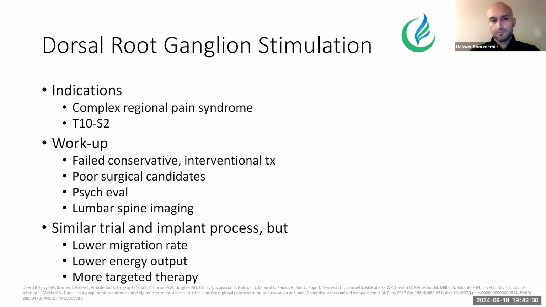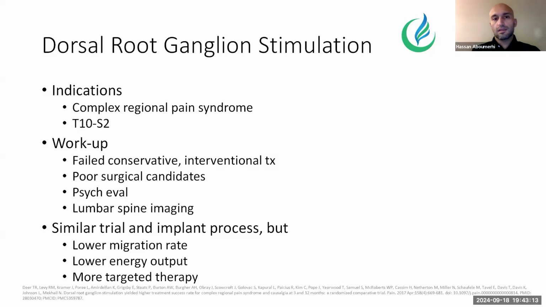Dorsal ganglion stimulation involves placing a stimulating lead over the dorsal root ganglion, or the nerve synapse as they exit the spine. The concept here is that your treatment is much more targeted in a dermatomal fashion, because there is much less cerebrospinal fluid between the lead and the actual nerve body. Much less energy is required to stimulate the nerve.